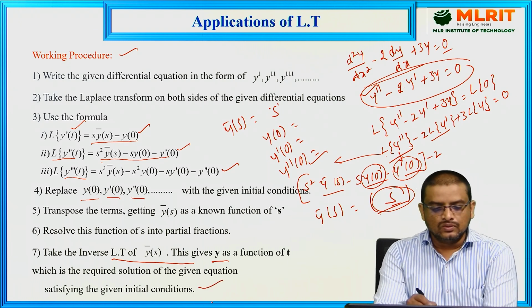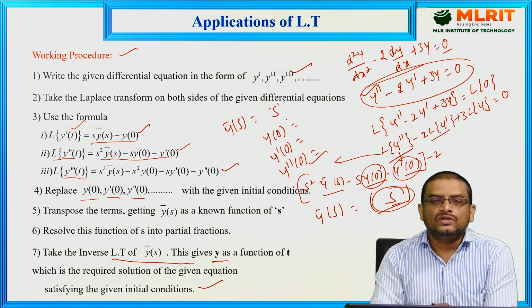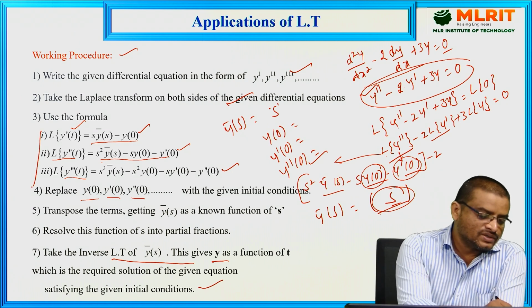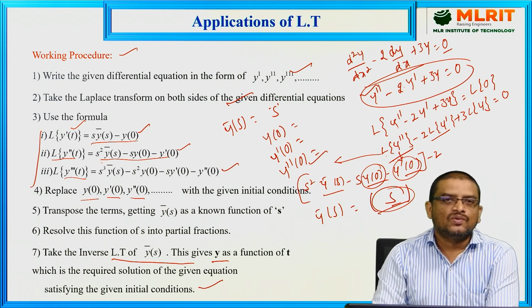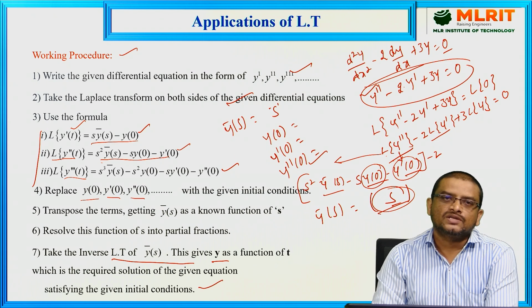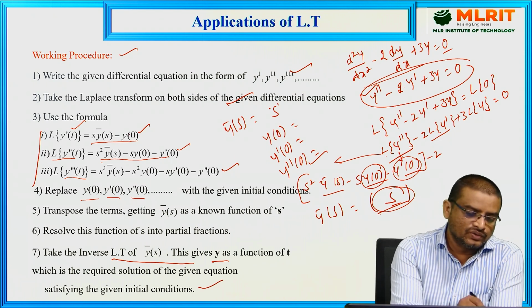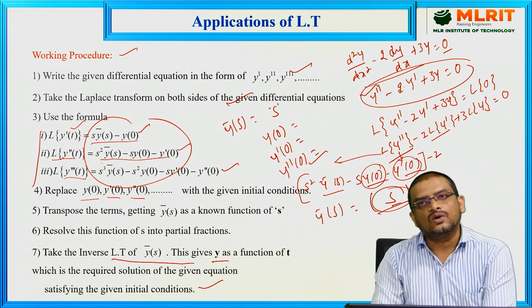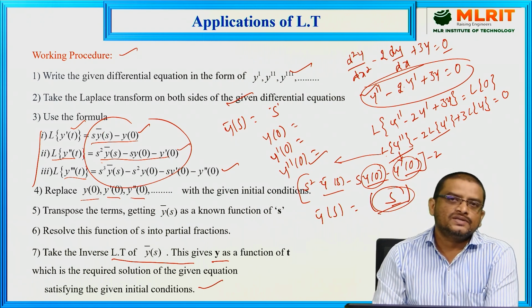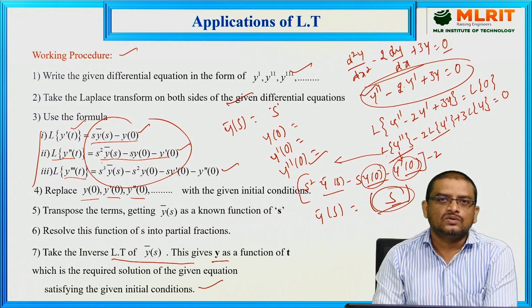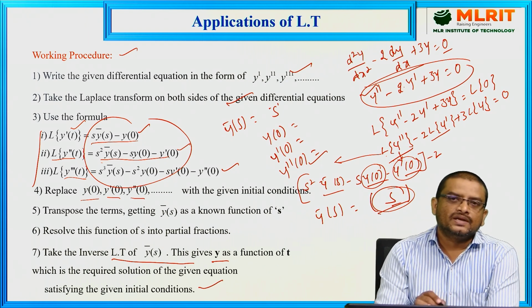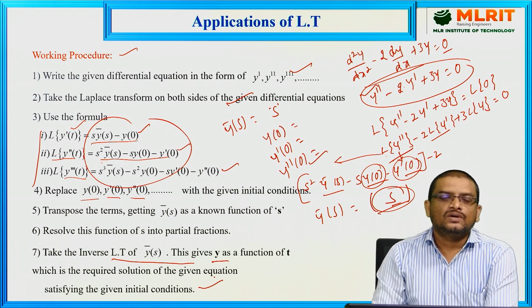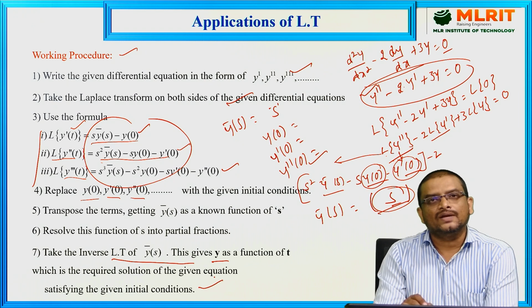So first we have to convert the given differential equation into this standard form, then take the Laplace transform on both sides, then use these formulas and convert the Laplace transform of y dash, Laplace transform of y double dash, Laplace transform of y triple dash, and so on, in terms of y bar of s, y of 0, y dash of 0 and y double dash of 0. Then replace the initial values y of 0, y dash of 0, y double dash of 0 with the initial conditions given in the problem. Then simplify and try to get that y bar of s value in terms of s.